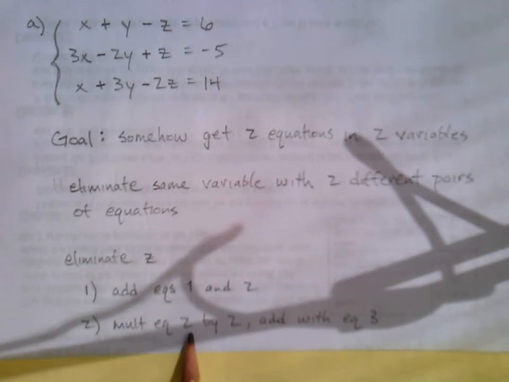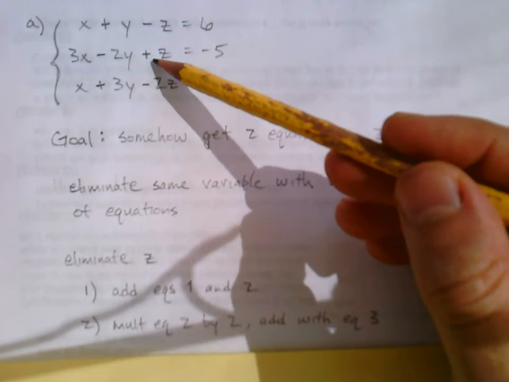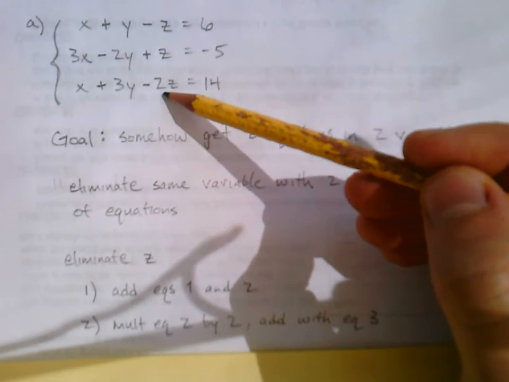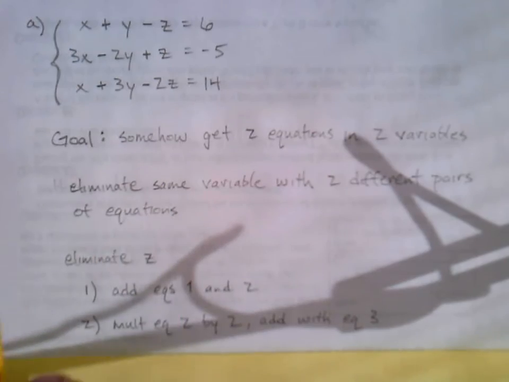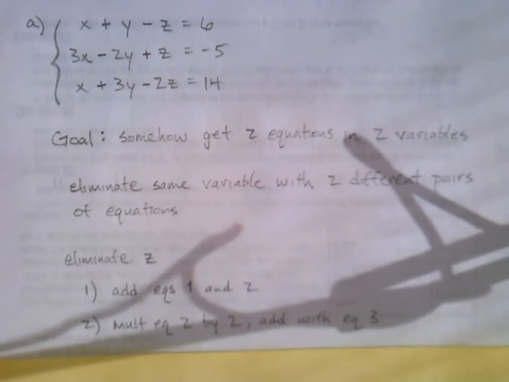Multiply equation 2 by 2, then add it with equation 3. So if we multiply that by 2, we'll have positive 2z, add it here, and the z is eliminated. Of course, when we multiply, you multiply each term, all 4 of them in this case.